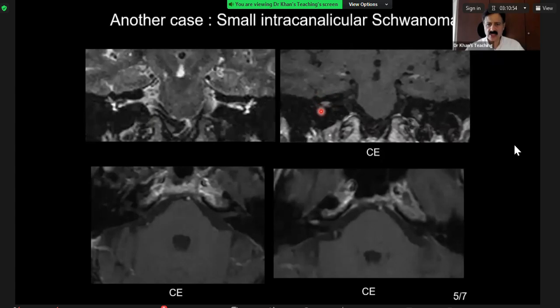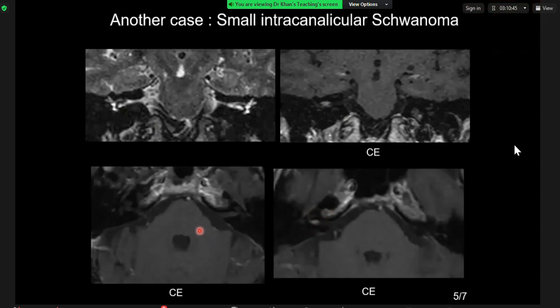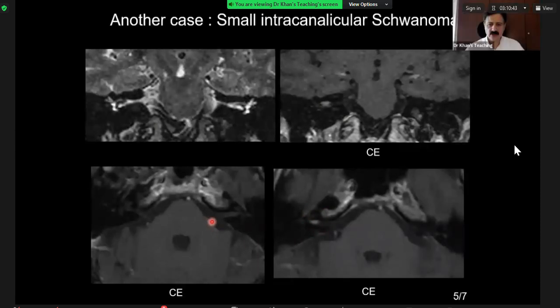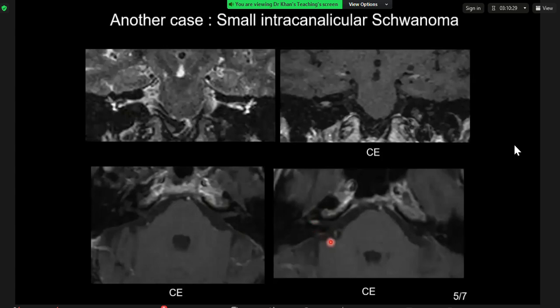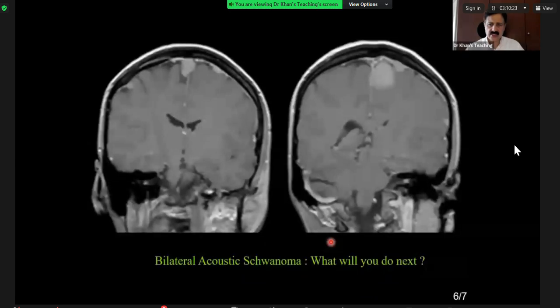With contrast, you can see that it is enhancing here. And again, on an axial slice, it is enhancing here. Just a bit lower than the lesion itself, you can see the IAM here on the left side. This is the cochlea, this is the vestibule. And here it is enhancing. So I do not have a CISS sequence for this lesion. But having said that, consider that this is bilateral acoustic schwannoma. What will you do next?